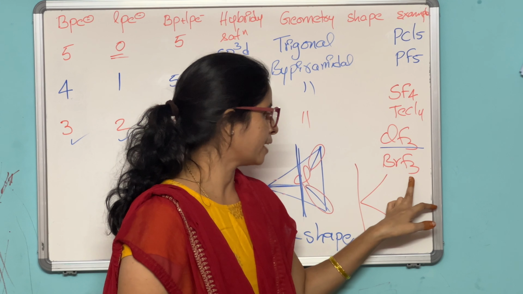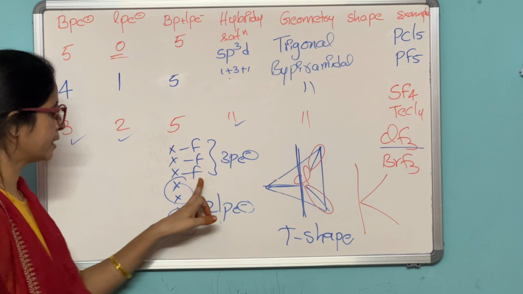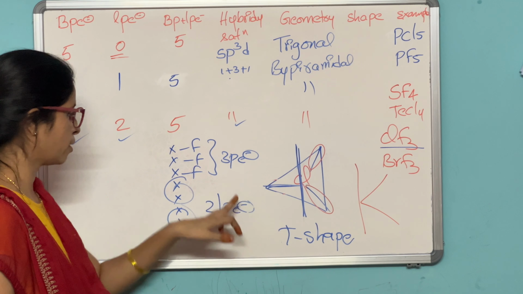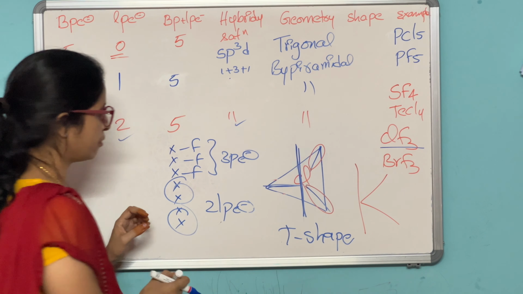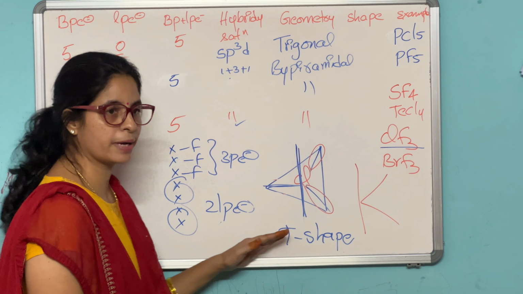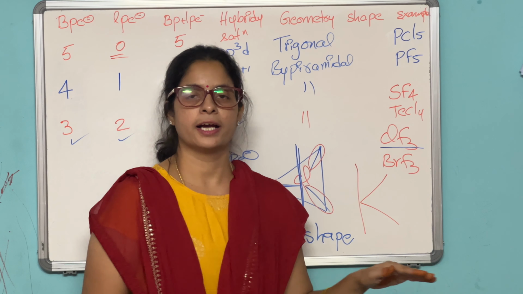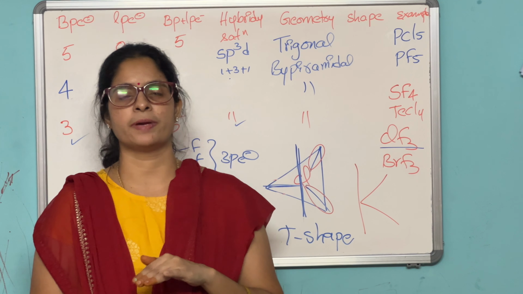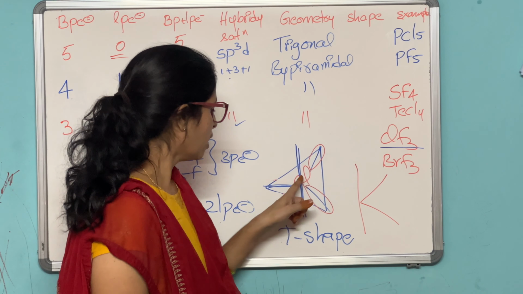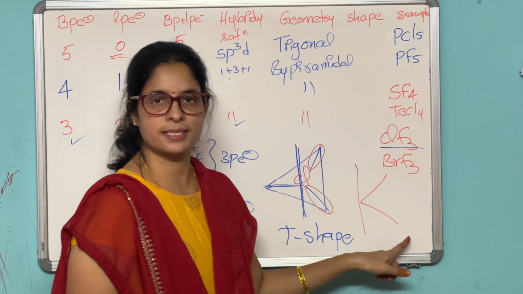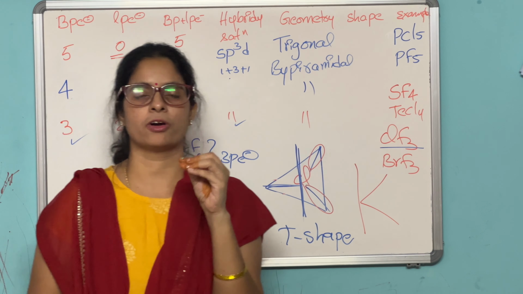If it is BrF3, bromine belongs to the 7th group, 7 electrons, and 3 fluorine atoms, so 3 bond pairs and 2 lone pairs of electrons. Where to keep these 2 lone pairs? The lone pairs will occupy positions in such a way that there will be less repulsion, so that the molecule will be more stable.